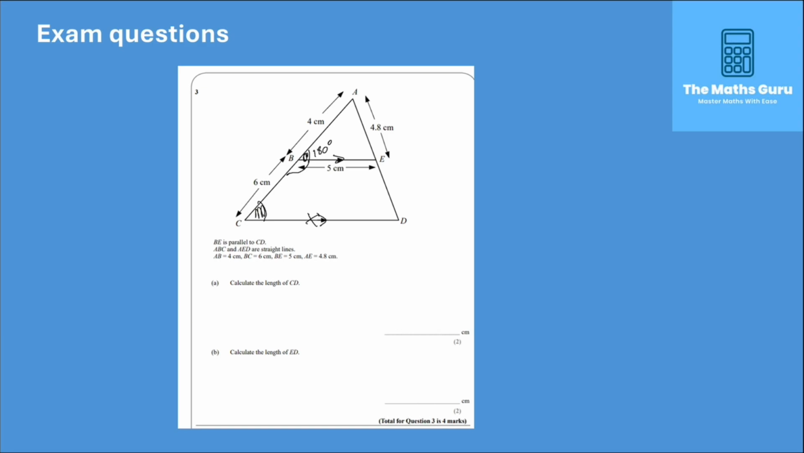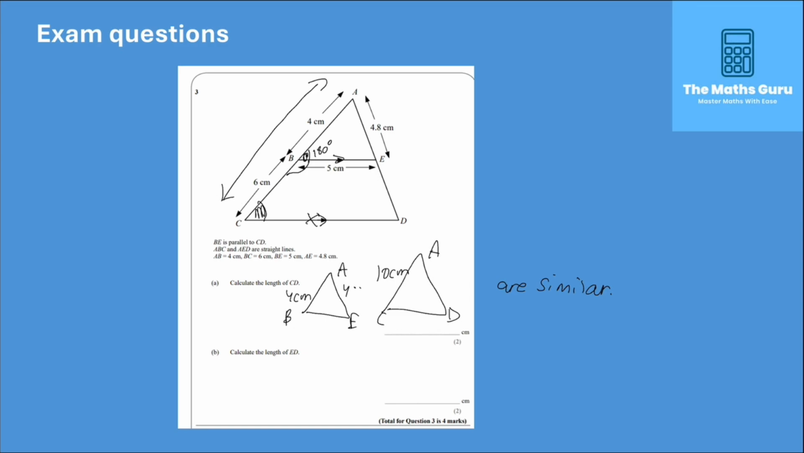Hence, we know that the two triangles ABE and ACD are similar. Hence, we can use our ratios. Looking at this side, for our big triangle it is going to be 10 centimeters, whereas in the smaller triangle it's going to be 4 centimeters. This side is going to be 4.8 centimeters from what we know here. And then we know that our 5 centimeters is going to be here, and we need to work out our CD.